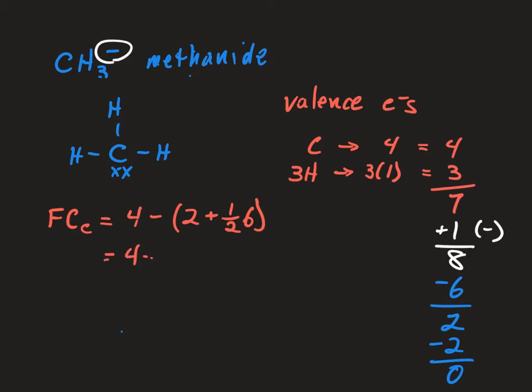That's 4 minus 2 plus 3, which is 4 minus 5, equals negative 1. So the negative formal charge is on the carbon. And there is the best Lewis structure, including the formal charge placement, for the methanide ion.